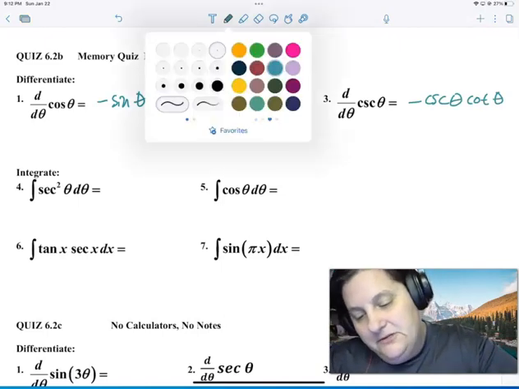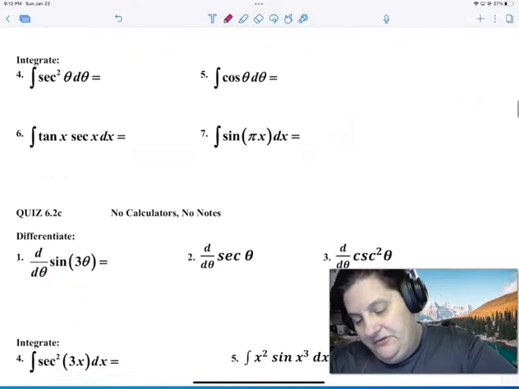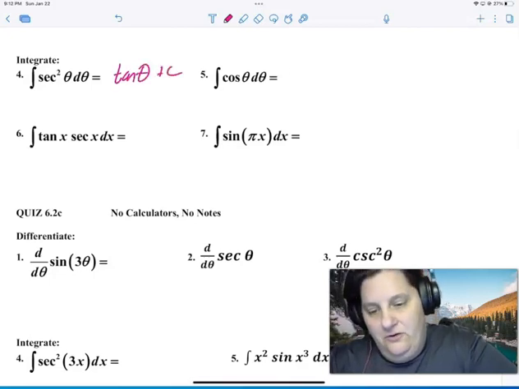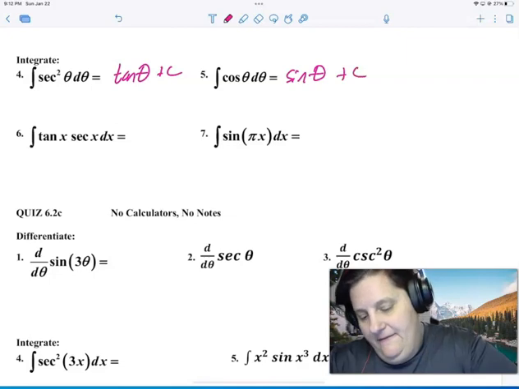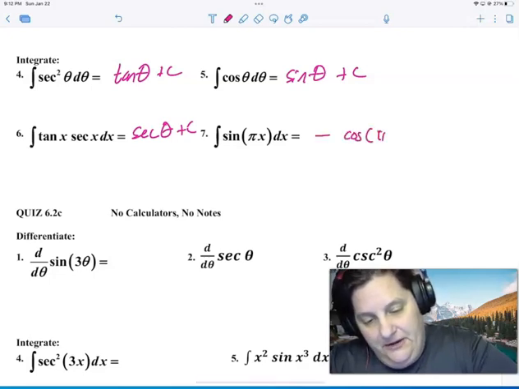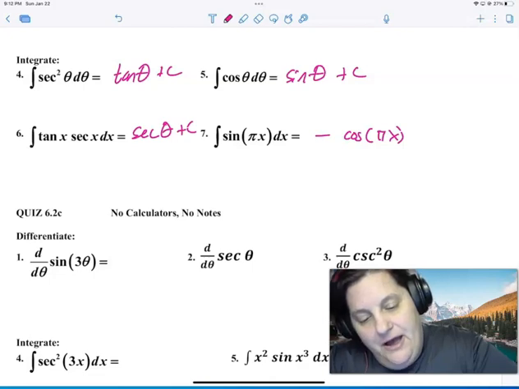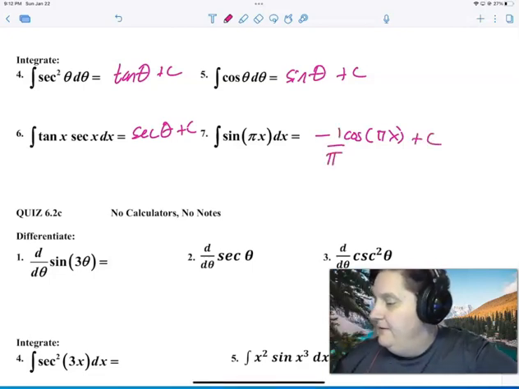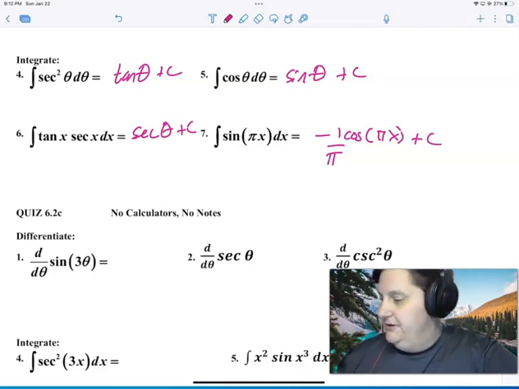Okay, great. Some integrals here. The integral of secant squared is tangent. The integral of cosine is sine. The integral of secant tangent is secant. And the integral of sine is negative cosine. But because of the pi x, I do a 1/pi. Okay, awesome. Let's see.